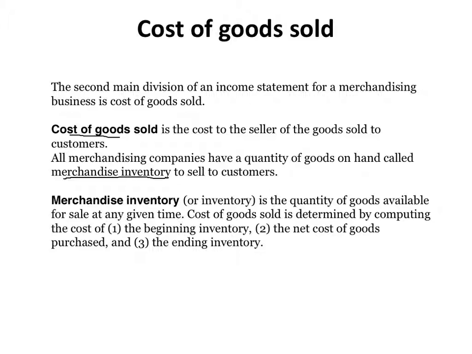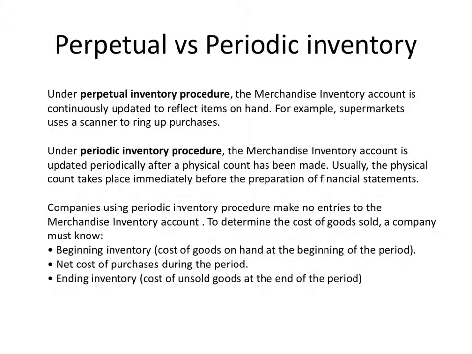Now, the cost of goods sold is determined by computing the cost of the beginning inventory of merchandise, plus the net cost of all the goods we purchased to be resold, and finally, the ending inventory. Now, when it comes to inventory, there are two methods. There's called the perpetual inventory system and the periodic inventory system.